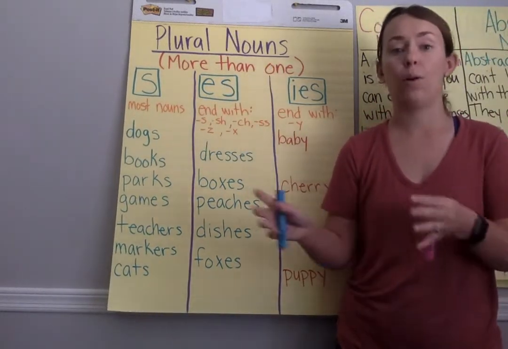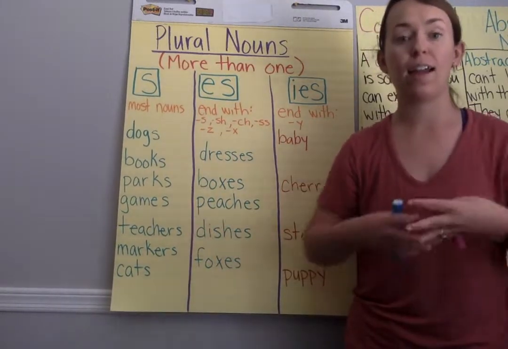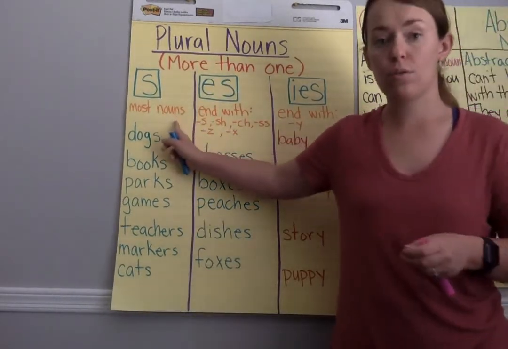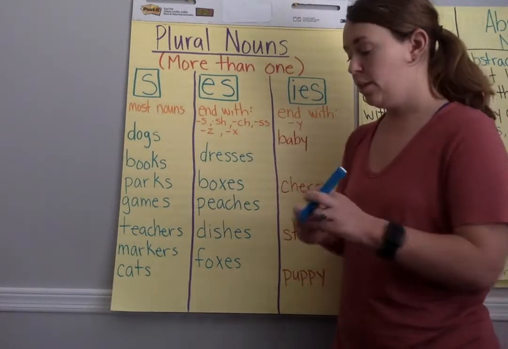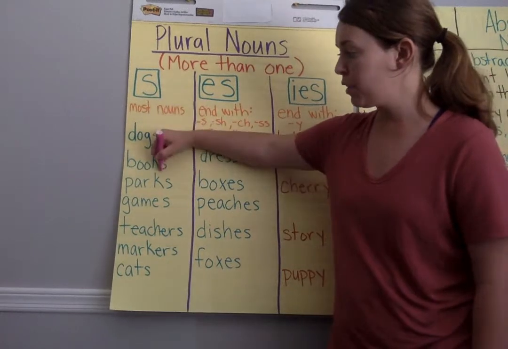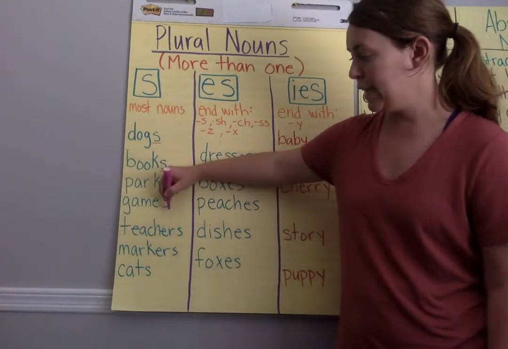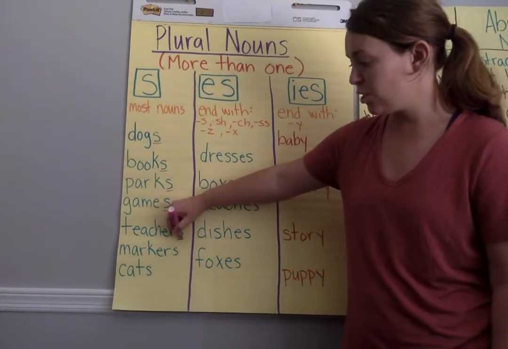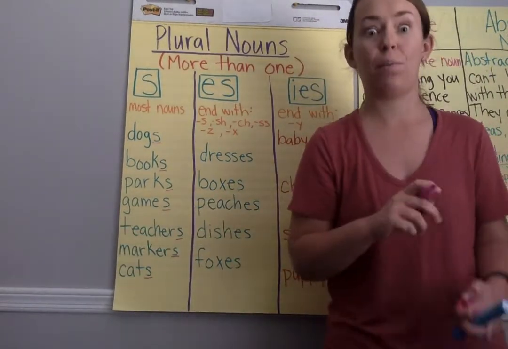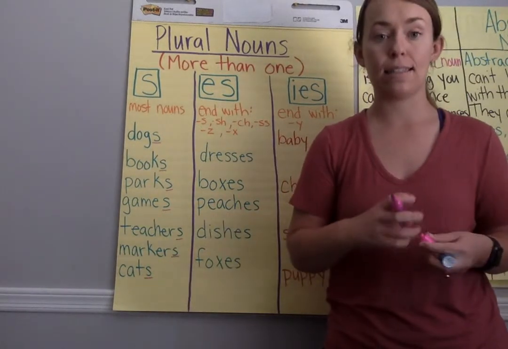So we're not just talking about one dog. We're not just talking about one book. We're talking about more than one dog and more than one book. So we're going to look at it. For most nouns, we're just going to add an S to the end. So things like dog, to turn it plural, we just add an S. Dogs. Book to books, we add that S. Park to parks. Game to games. Teacher to teachers, marker to markers, and cat to cats for all you cat people out there. So for most of the nouns, you're just going to add an S on the end.